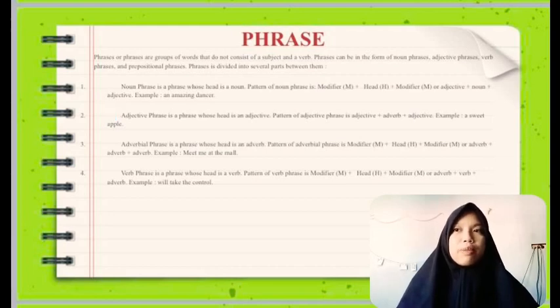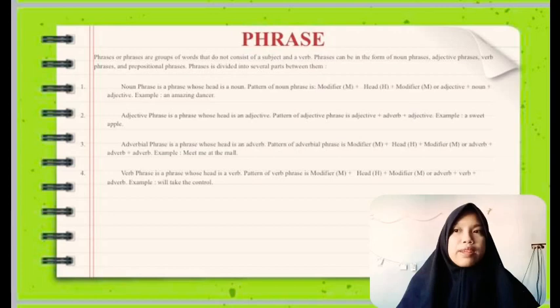3. Adverbial phrase is a phrase whose head is an adverb. Pengertian adverbial phrase sendiri adalah kumpulan kata yang terdiri dari adverb atau kata keterangan. Pattern of adverbial phrase is adverb plus adverb plus adverb. For example, met me at the mall.